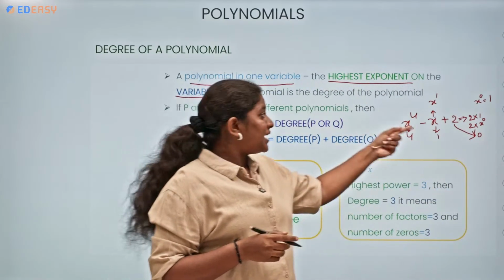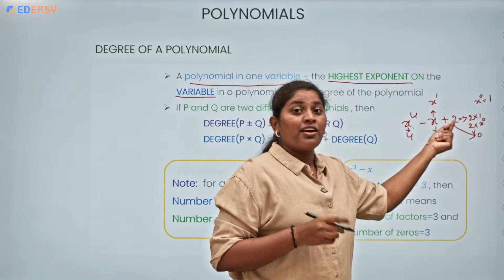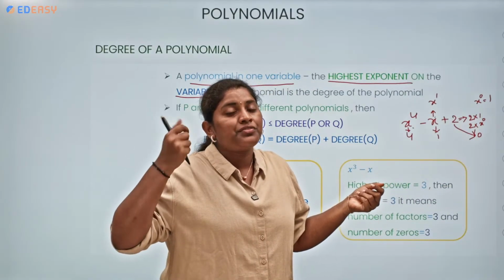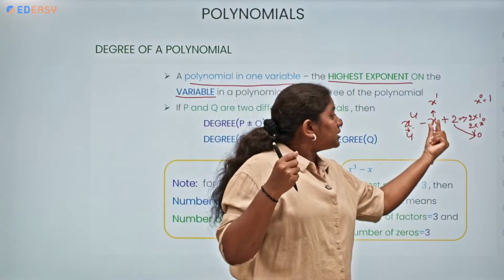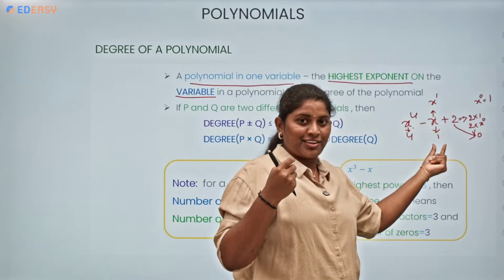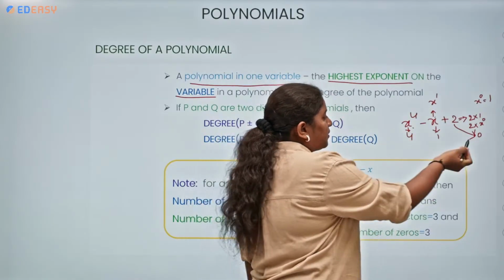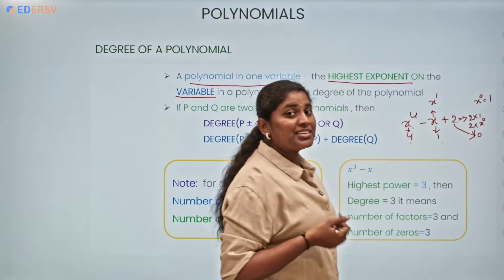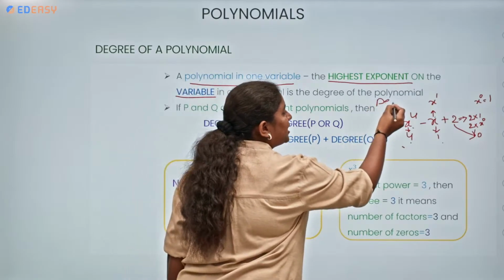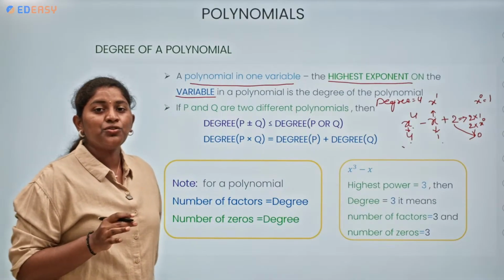Okay. Clear about when you will get the power of the variable as 1 and as 0? For the constant term, you have the power of the variable as 0. And for the term x, you have the power of the variable as 1. Okay, don't get confused everyone. So now, just compare the powers 4, 1 and 0. What is the highest one? The highest one is 4. Then what will the degree be? So simply, degree equals 4.